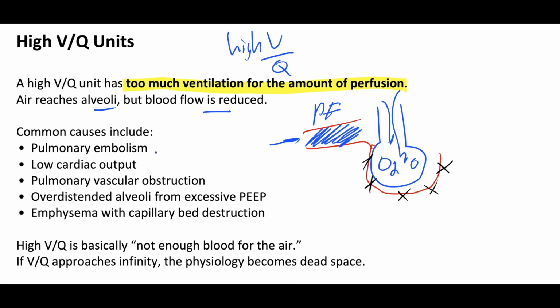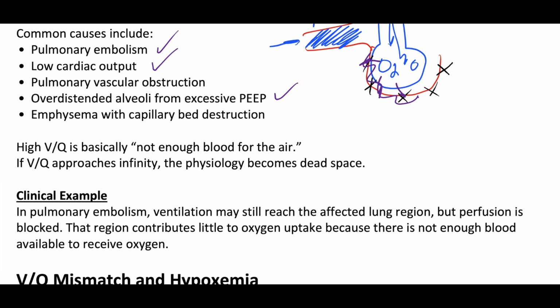All right, and that's things like pulmonary embolism, low cardiac output if you're literally not perfusing those alveoli. Overdistended alveoli from excessive PEEP can press down on the capillaries and collapse them so they don't get blood flow, all that good stuff. So high VQ is basically not enough blood for the amount of air. High ventilation, low perfusion.